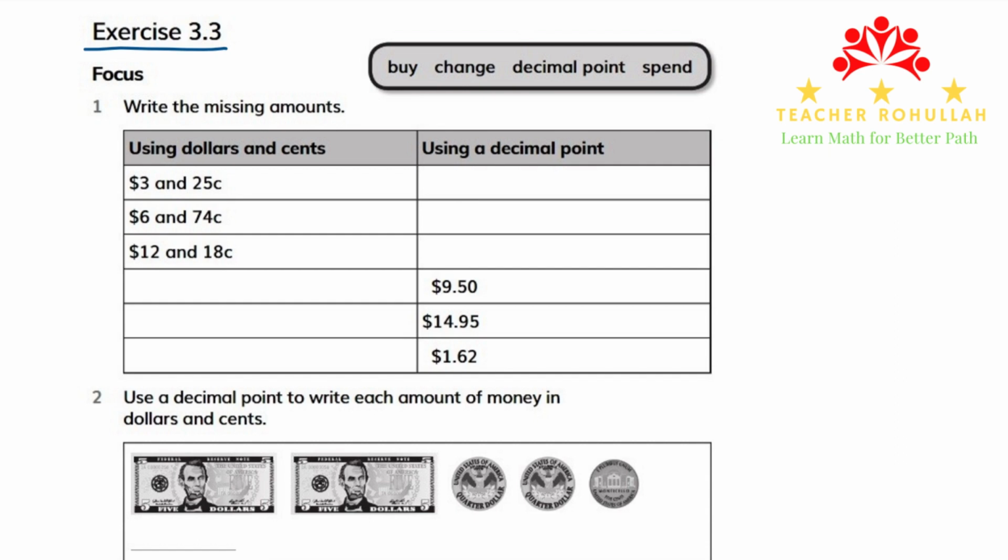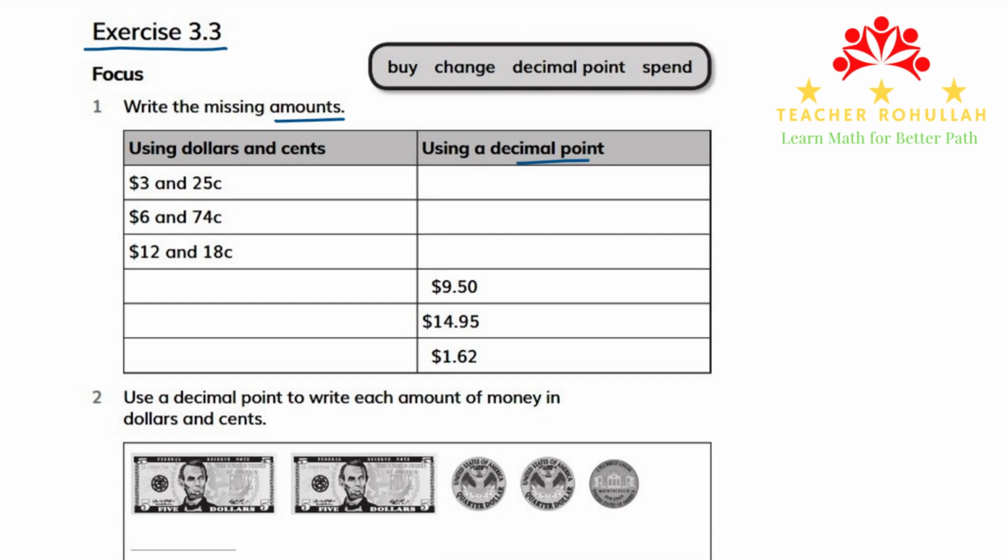Let's start with the first question. In question 1, it says, write the missing amounts. The amounts are either given using dollars and cents or using decimal point. The first 3 amounts are given using dollars and cents.